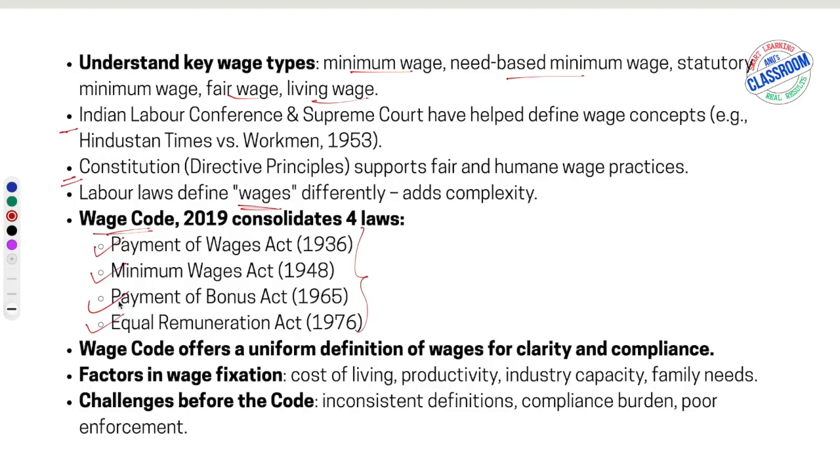So under this new code, wages include basic pay, dearness allowance, that is DA, and retaining allowance. Simple, clear. Other things like HRA, bonuses, and overtime may be excluded up to a certain limit. So this uniformity makes life easier for HR managers, legal officers, and even the government inspectors. No more guessing games now.